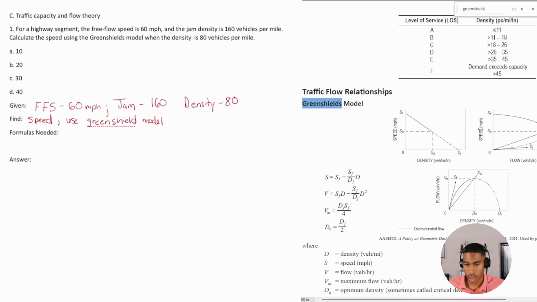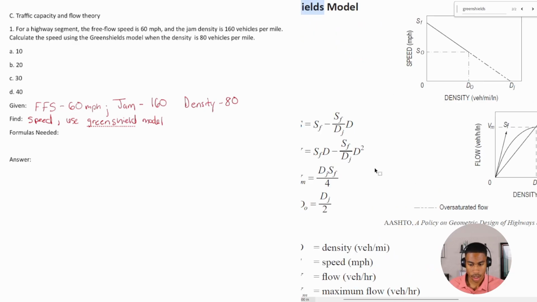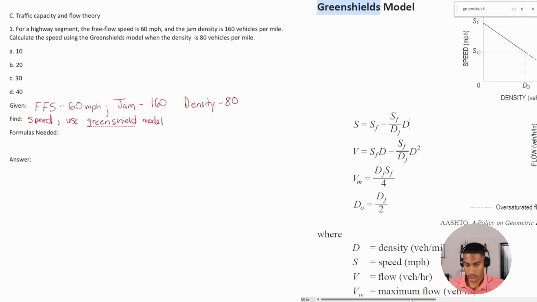So, all right, traffic flow relationships. Based off the given information, we're looking for speed. Speed is, according to this, S. The formula that I see that we can use is this top formula. S equals, and I'll zoom in so you all can see a little bit better. So S equals SF minus SF over DJ times D.